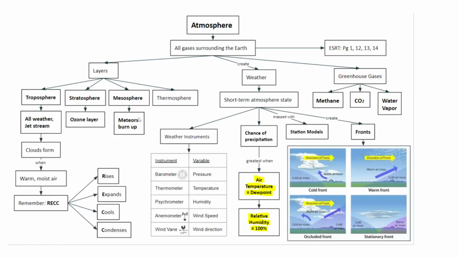So make sure you have your note packet out, pause this video, and write these notes down. So, the chance of precipitation or rain is greatest when the air temperature is equal to the dew point temperature and/or the relative humidity is 100%. Remember these terms. So in the next video, we're going to talk about how to calculate relative humidity and dew point.